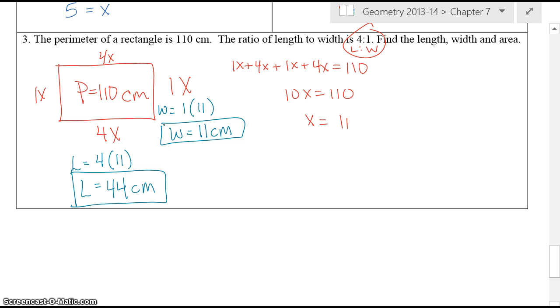You could check your answer to make sure everything was right if you did 44 plus 11 plus 44 plus 11. And if you do that, what should you get? 110. Any questions about that? They told us that the length to the width was 4 to 1, so I made this my length and this my width with a ratio of 4 to 1. I know that the length is longer because it has a ratio of 4 pieces or 4 parts to 1 part. So the length is going to be longer than the width.